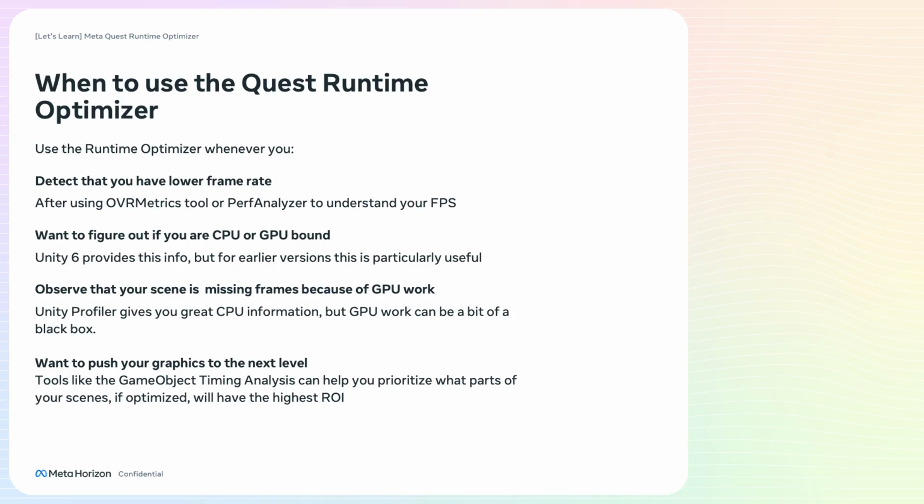And if you want to push your graphics to the next level, maybe you are hitting your frame rate, but is there anything you can optimize to add more detailed meshes, better materials, whatever, and what can you optimize in your existing scene? If you want to push things further, tools like the game object timing and what-if analysis are going to be very useful to help guide your prioritization in this realm. So hopefully that was helpful as an overview of the Quest Runtime Optimizer.